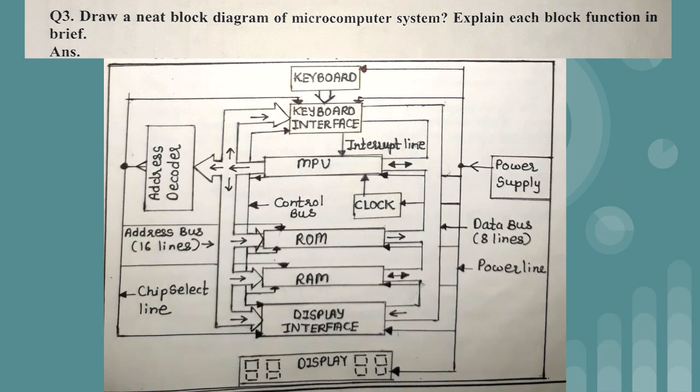So these are the blocks which you should remember. Then at the right hand side we are having the power supply. The power supply line should be connected to each and every component, because if we want the device to work properly, we should provide power to each and every section. So the power supply is connected to all these blocks, and there are 2 lines: the data bus, with 8 lines, and then the power lines. Power lines provide the power to the components of the microcomputer system, and the data bus is used to carry the data.